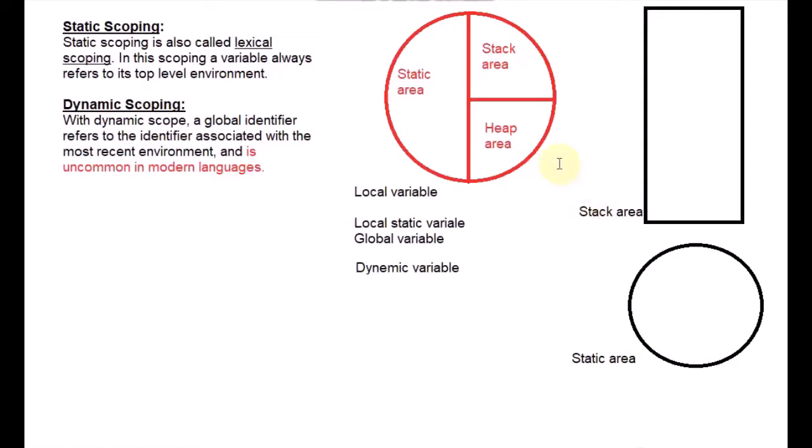We have different memory locations to store different variables. How many types of memory are there? We have the static area, the stack area, and the heap area. What is stored inside the static area? Our local static variables and the global variables are stored inside this static area, our local variables are stored in the stack area, and our dynamically allocated variables are stored inside the heap area.